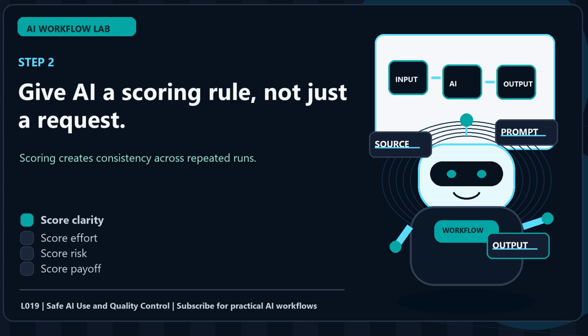Step 2 is the scoring rule. A request asks for output. A scoring rule tells AI how to choose between possible outputs. That is where the workflow becomes repeatable.